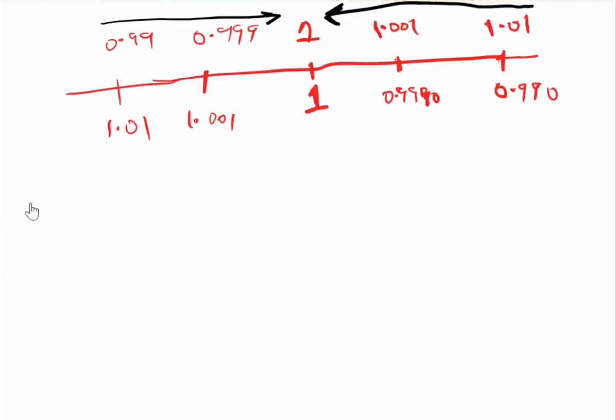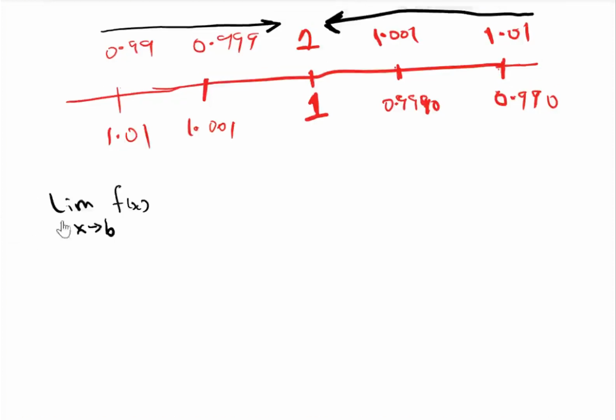Assuming I have the limit of f of x as x approaches b, we will look at this in two ways. Either it approaches from the left or it approaches from the right. So for the first one, in a case where x takes those values which are less than b but very close to b, then we can say that x approaches b from the left. And we can write the expression in this form: x approaches b minus.